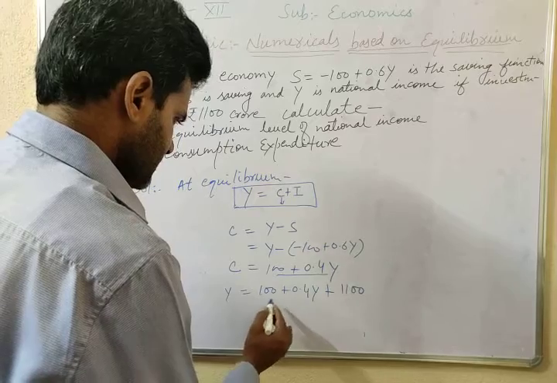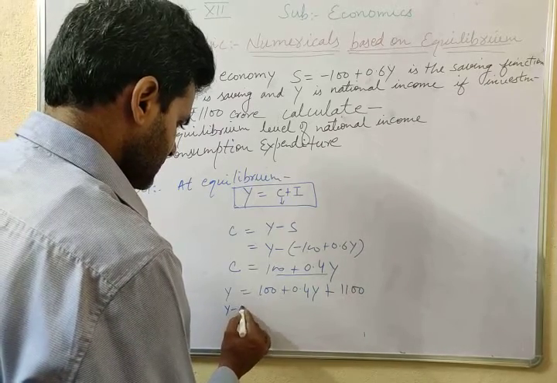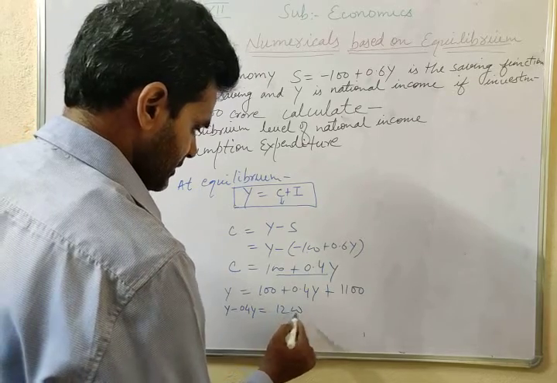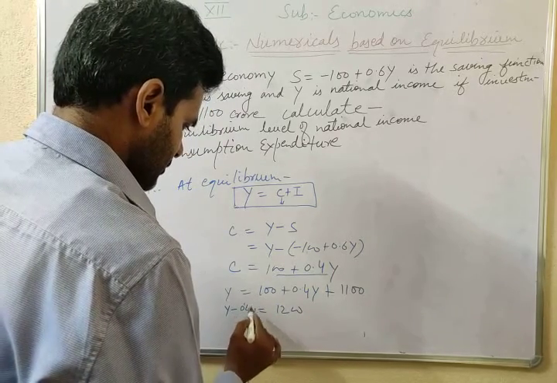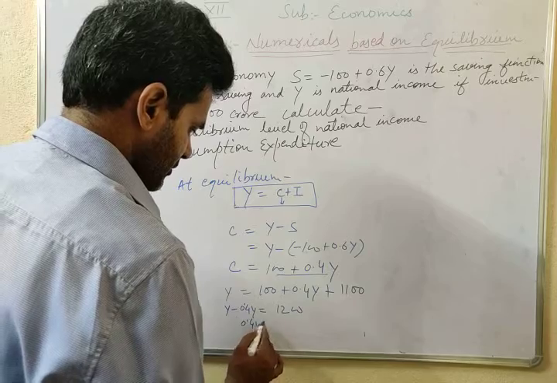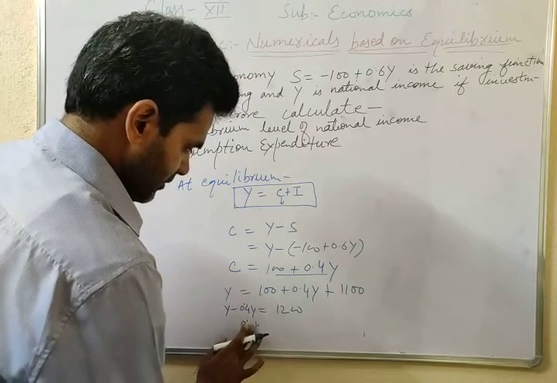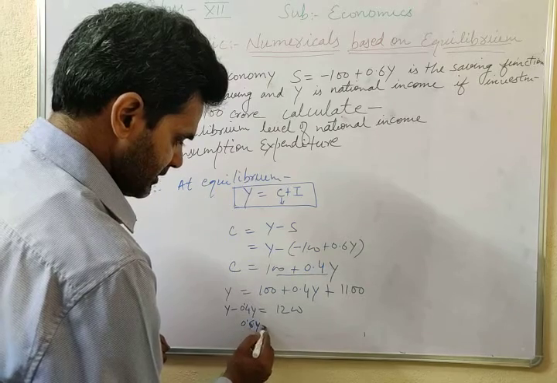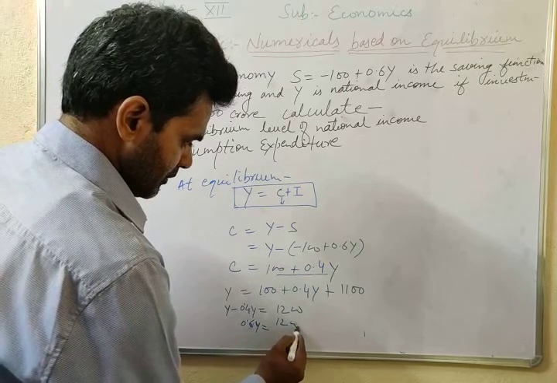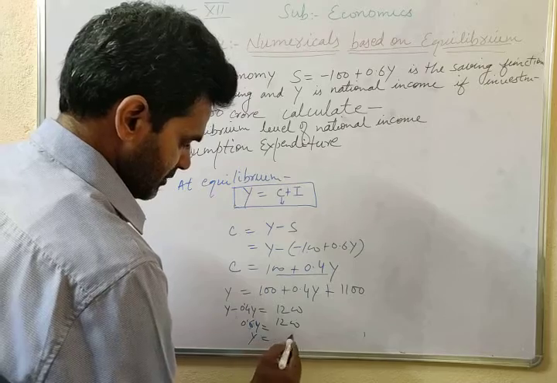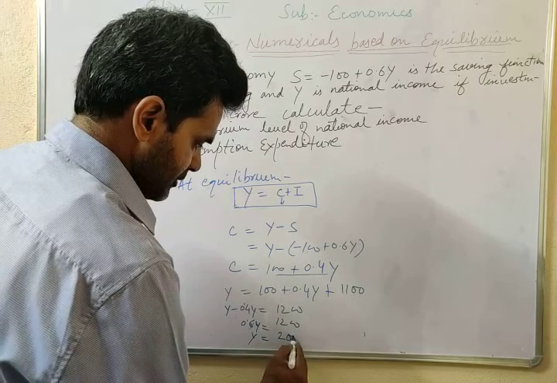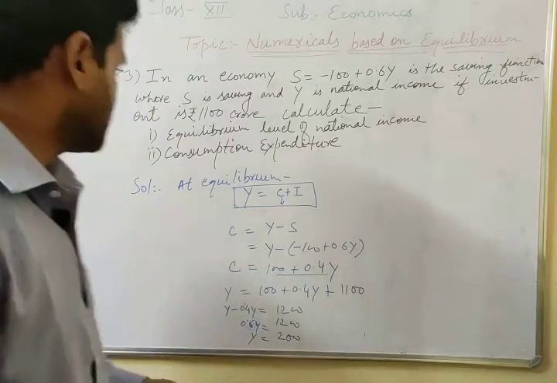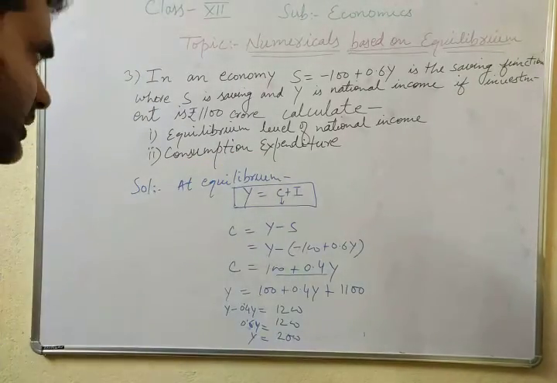Investment expenditure is given as 1100. So it becomes Y minus 0.4Y is equal to 1200, and Y minus 0.4Y becomes 0.6Y. 0.6Y is equal to 1200, and Y is equal to 2000. So this will be the equilibrium level of income which we are expected to calculate.